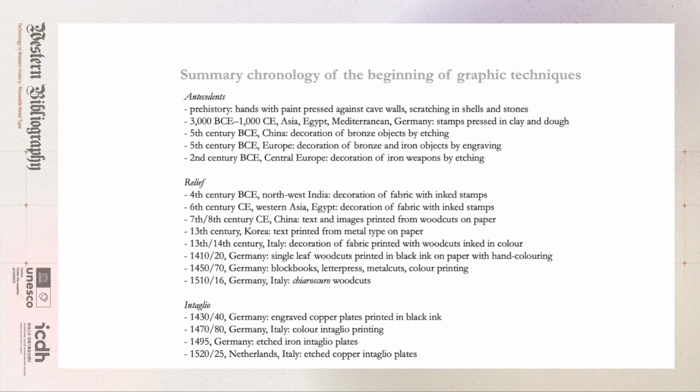Spreading westward, stamping fabric appeared in Western Asia and Egypt around the 6th century CE. From Egypt it moved to Italy in the 13th, 14th century, and from there to Central Europe and England in the 15th century. The first German woodcuts printed on paper appeared in the early 15th century and letterpress from metal type in the middle of the 15th century.